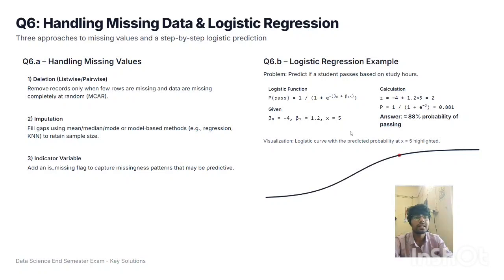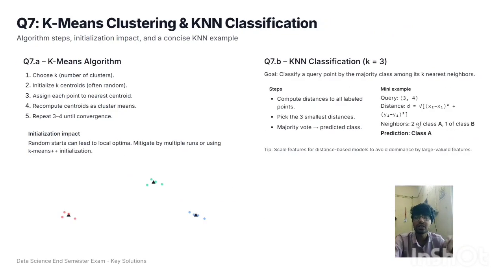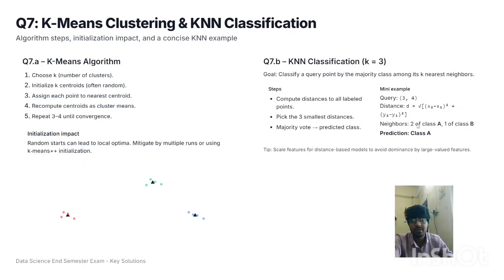So the percentage is 88%. The student has an 88% probability of passing if they study 5 hours. This S-shaped logistic curve is perfect for binary classification problems. So now go to question number 7.